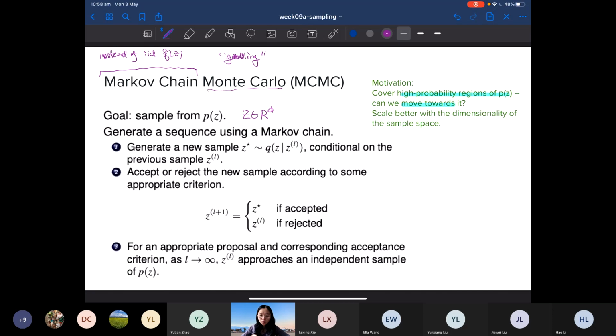Then we would want to generate a sequence of Z, where the new sample Z star comes from, instead of Q of Z, a conditional distribution Q of Z conditional on the current sample Z superscript L. The second step intuitively is that we want to accept or reject the new sample. If it is intuitively better, like in probability, then we accept the new sample and move to the next step. If it is not better, we count the current sample again.